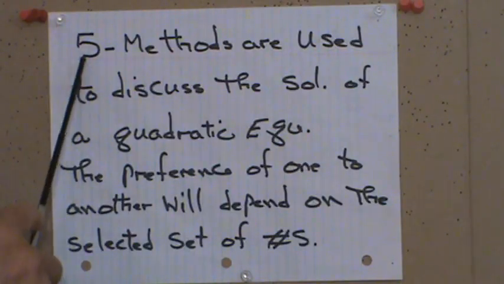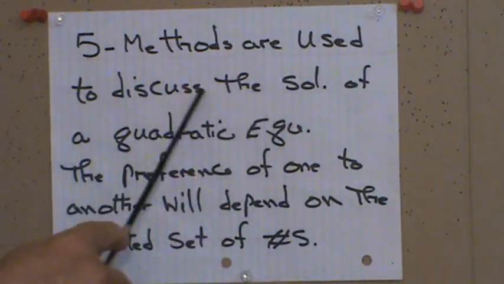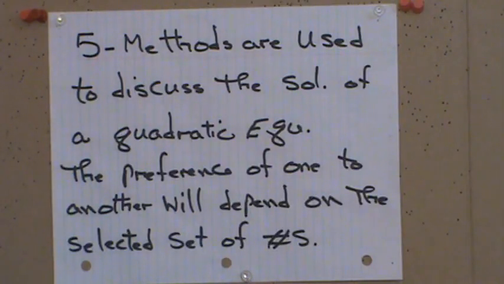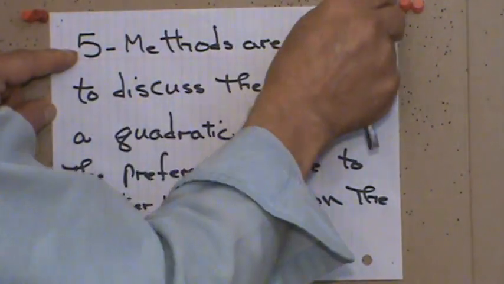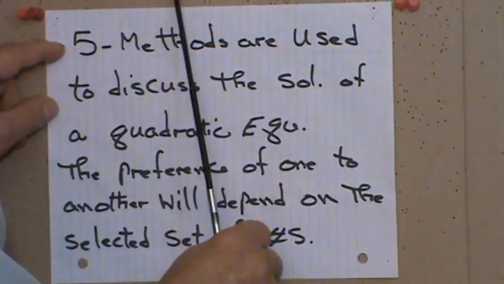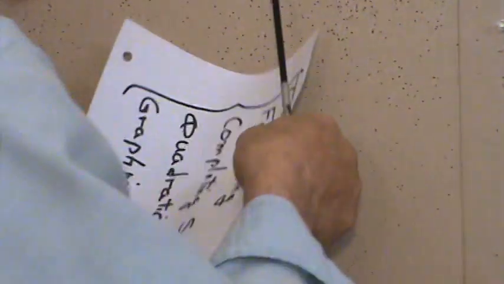Now the 5 methods are used to discuss the solution of a quadratic equation. The performance of one method over the other, because we ask why should we use this method over the other one, depends on the given set. So I will come back to that to make it clear what I mean by that. Okay, then we have 5 methods to go with. So let me now give those 5 methods for you.